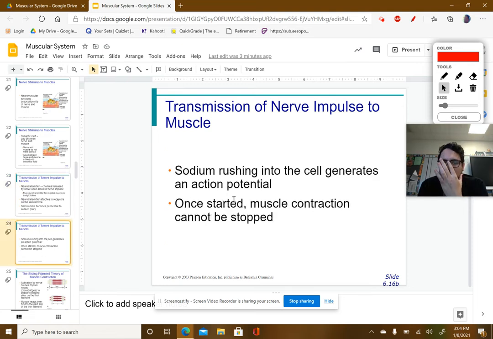Sodium will rush into the cell, generating an action potential, which we'll get into in the nervous system. Once started, muscle contraction cannot be stopped. That is actually important, and we'll talk about that again before this video ends.